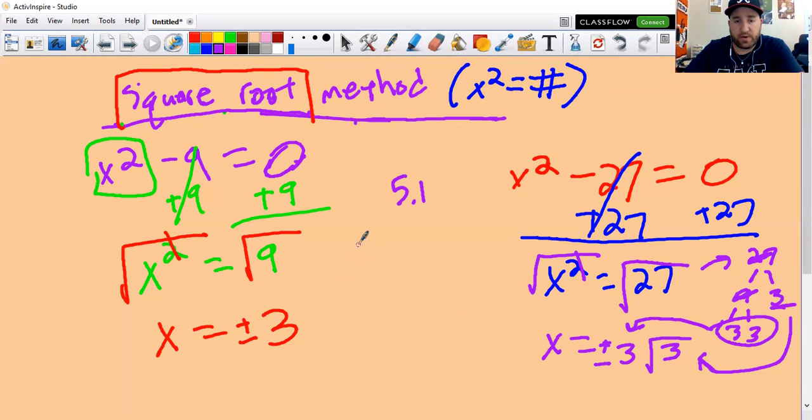If you do 3 times the square root of 3, you'll get the same thing if you have any doubt. All right.